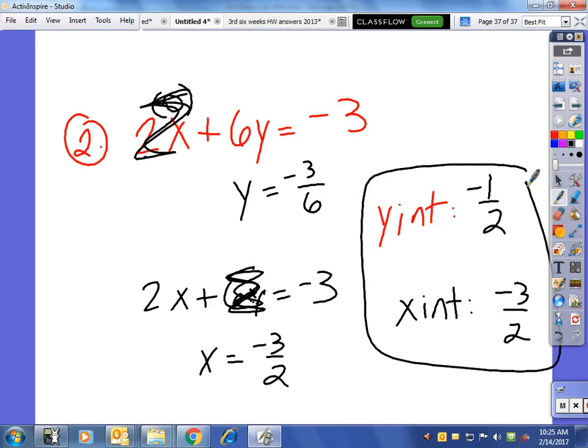This is what I want to see on your homework. Labels, and then just tell me the intercept. You can use your finger. If you want the y-intercept, cover up the x's, answer the equation. You want the x-intercept, cover up the y's, and answer the little baby equation.